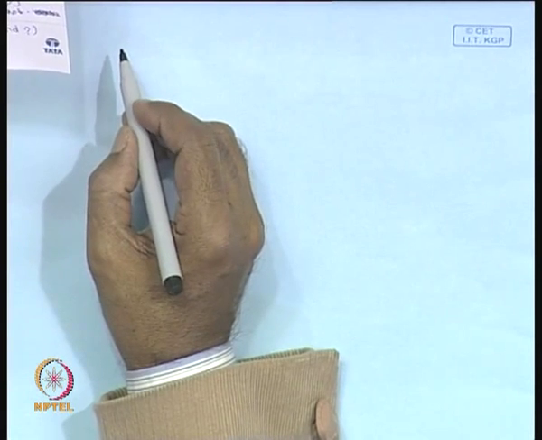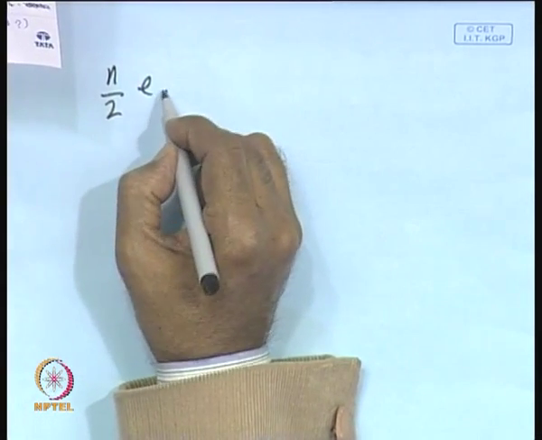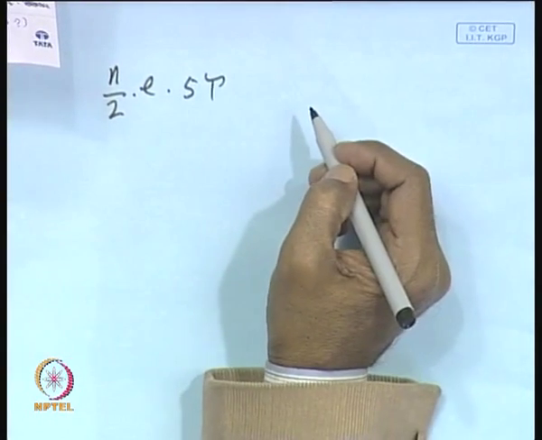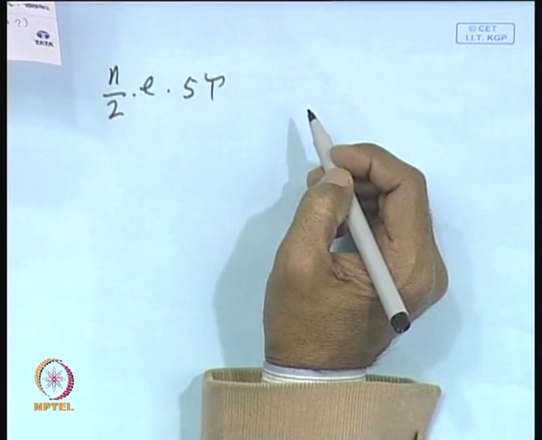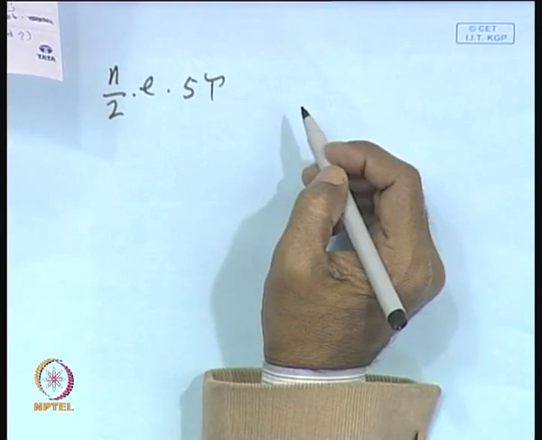I think there is a question like this. I mean, here it is written how you are getting n by 2 e into 5 tau. Anyway, the question is not very clear what has been written, so I cannot really answer unless the question is properly known. Any other doubt? You can pass on in writing.